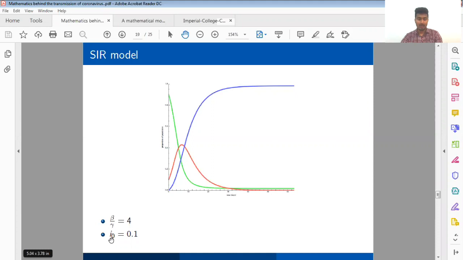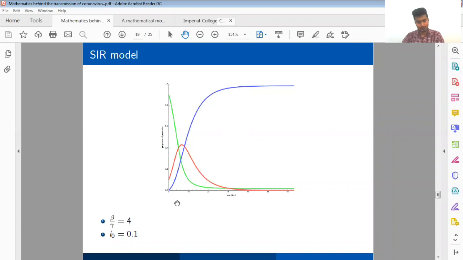I naught is 0.1. So it is 10% of the population. So if 10% of the population is infected to begin with, let's say, and then each person coming in contact with other people can infect four, all right, so each person coming in contact with four other people. So in this case, somebody has coronavirus and he meets four different people. And if that continues to happen, this is the kind of graphical model we're going to get, okay?